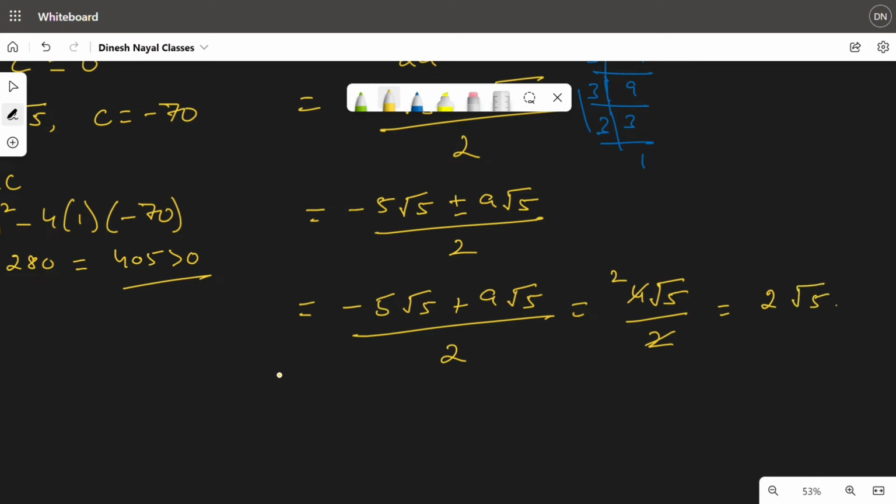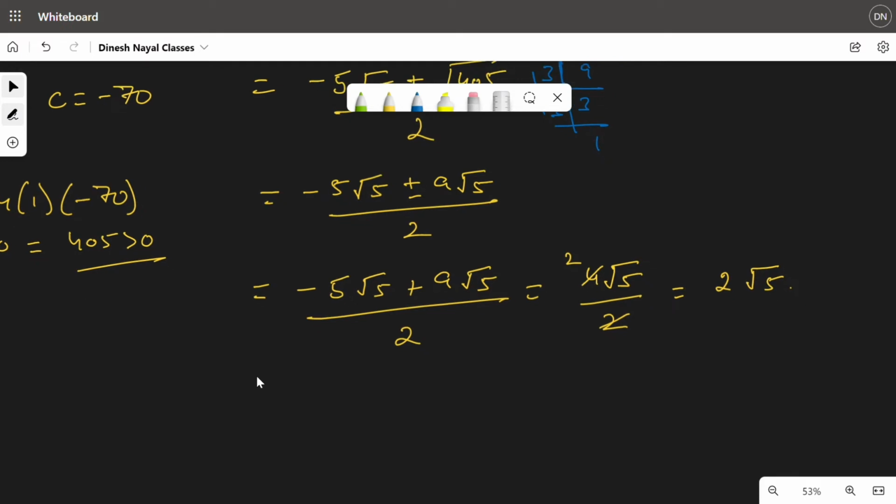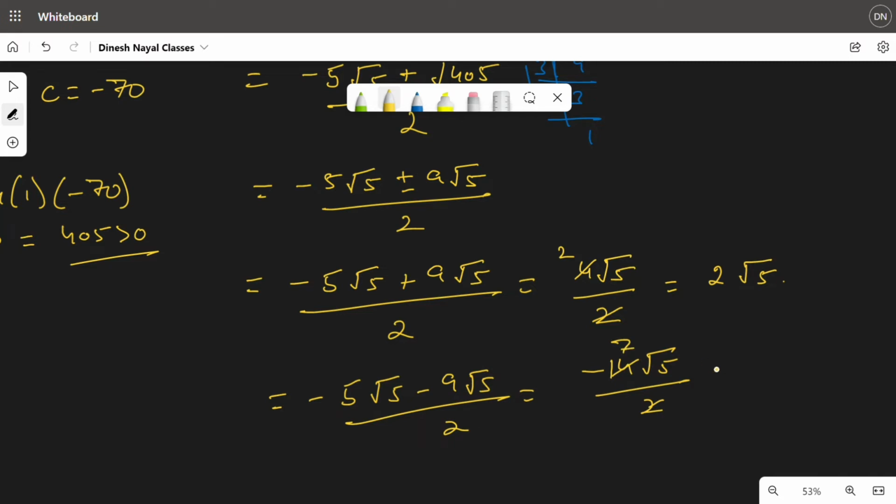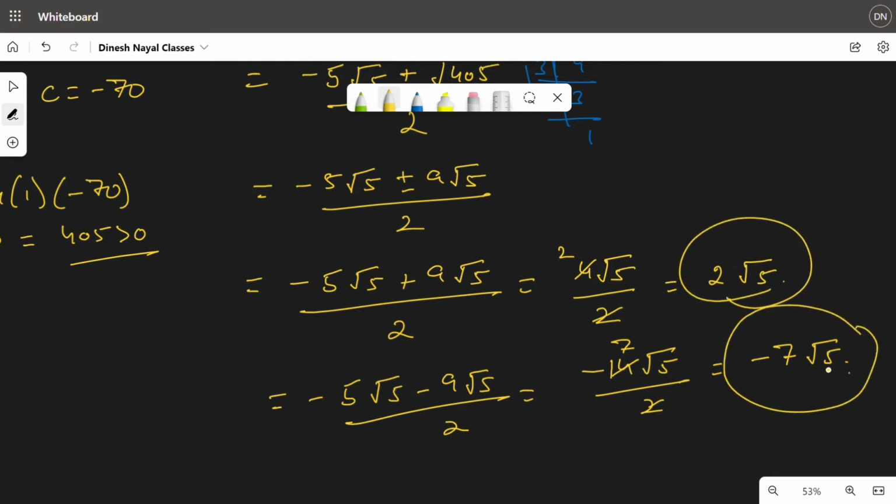And for the other root, this will be minus 5 root 5 minus 9 root 5 by 2. You can simply subtract them. Minus 5 minus 9 is minus 14 root 5 by 2, which is minus 7 root 5. So these are our 2 roots, 2 root 5 and minus 7 root 5.